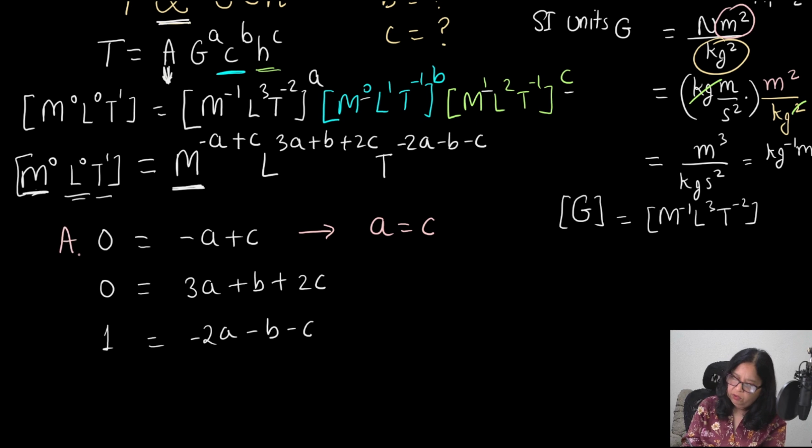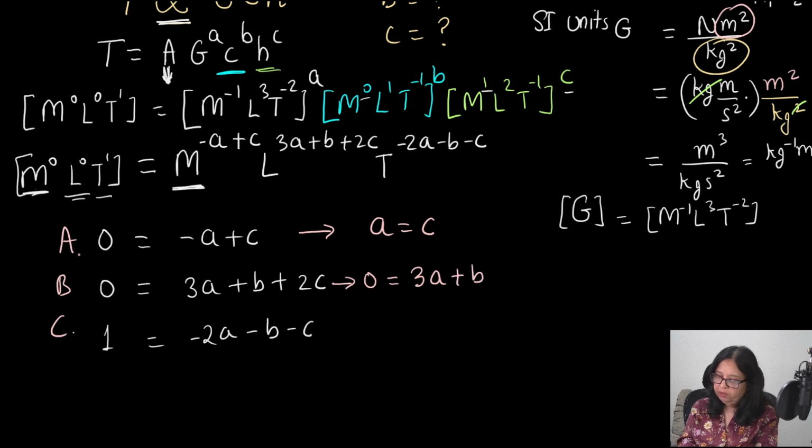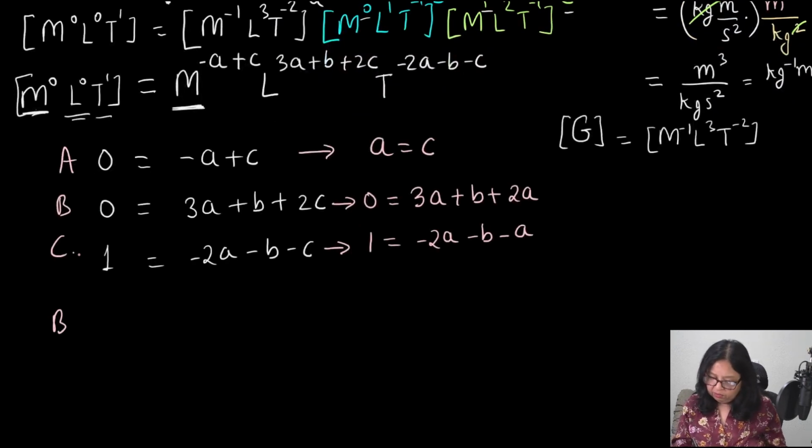Let's call these equations A, B, and C. Now in B and C, I'm going to replace C by A. That gives me 0 equals 3A plus B plus 2A. The third equation, which is C, becomes 1 equals minus 2A minus B minus A. Now B becomes 5A plus B equals 0, and I get minus 3A plus B equals 1.